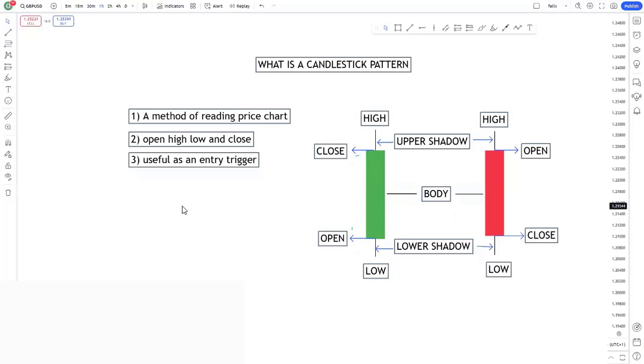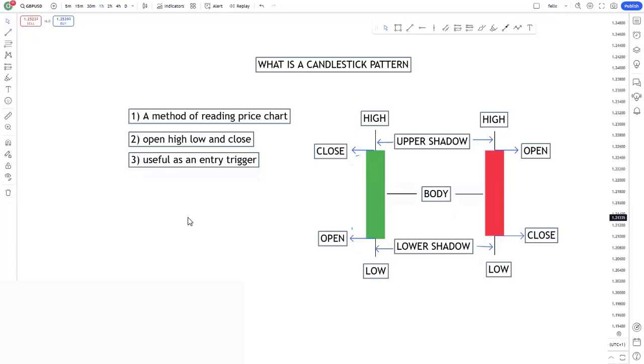Today we'll be talking on candlestick pattern. What is a candlestick pattern? It's simply a method of reading price charts. You can actually read it based on four things. It's useful as an entry trigger. So how do we actually read a candlestick pattern? Let me share with you.